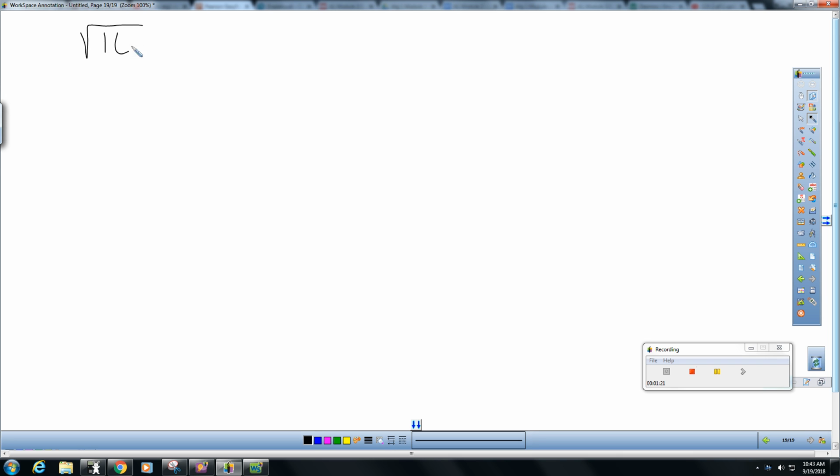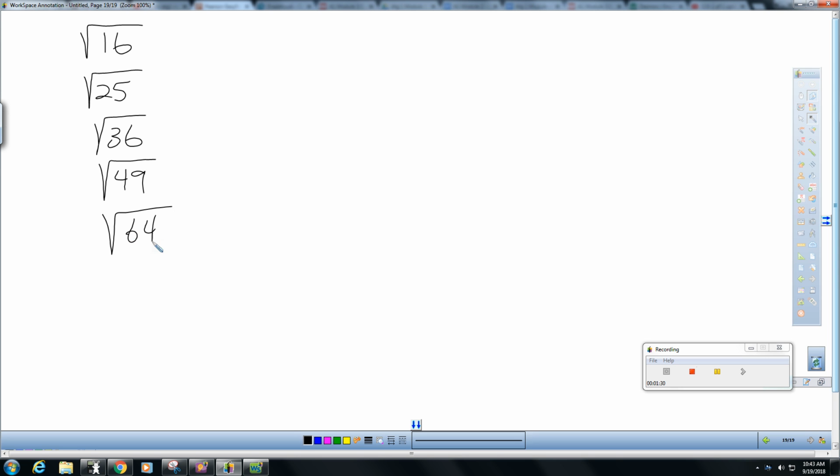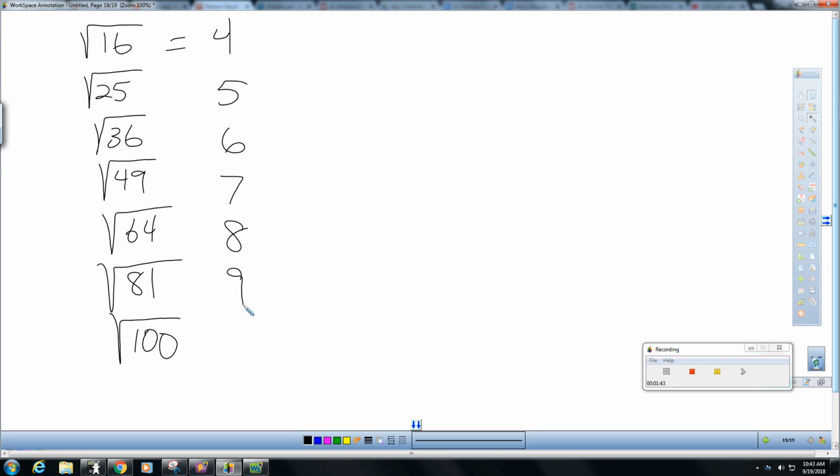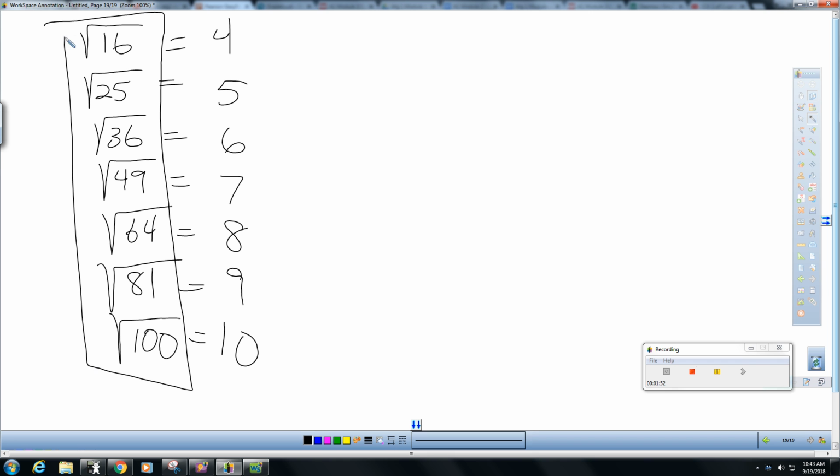Square root of 16, square root of 25, square root of 36, square root of 49, square root of 64, square root of 81, square root of 100. Go. Next. Good. So what we are really looking for at Vate are these numbers.